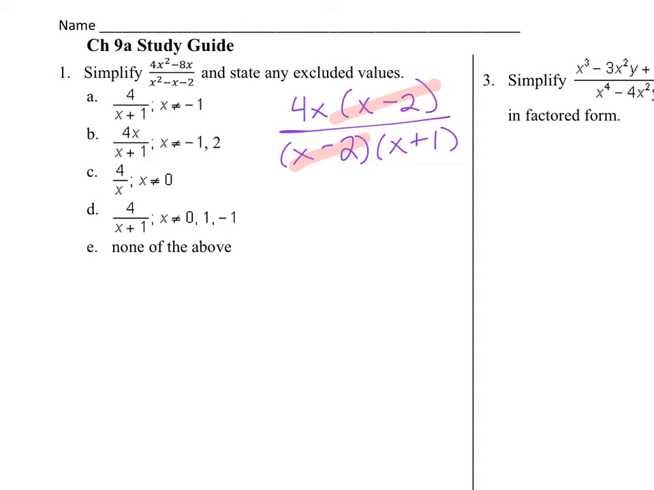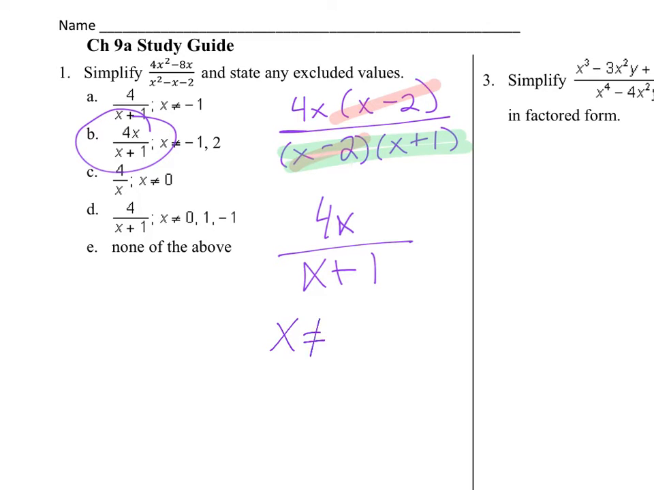So the simplified version is 4x over x plus 1. Well, that looks like that one. Our excluded values will come from the entire denominator, so x cannot equal 2 or negative 1.